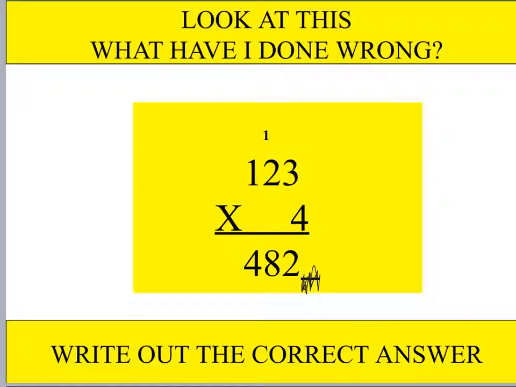How did you go? Did you work out that I did 4 times 3 is 12 correctly? Then I did 4 times 2 is 8, but that I did not remember to add my carry, it should have been 492, not 482.